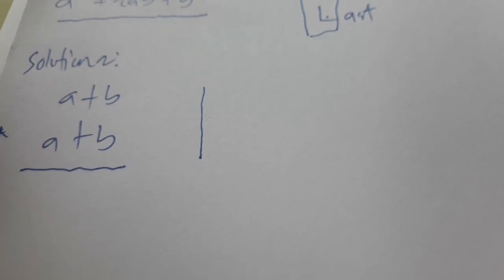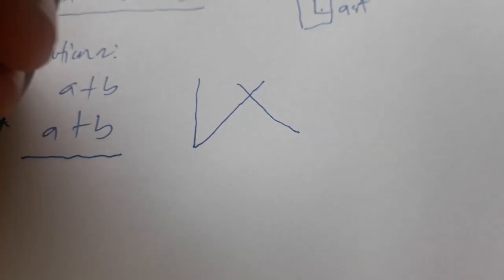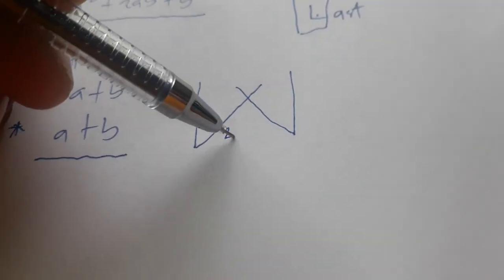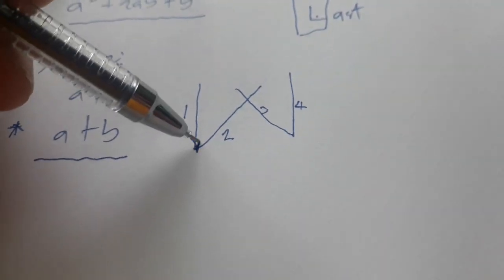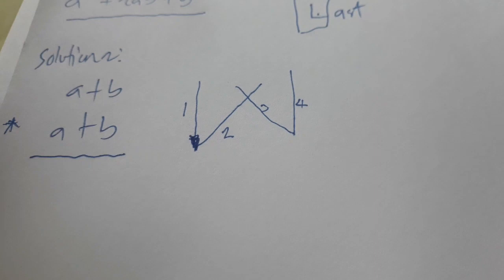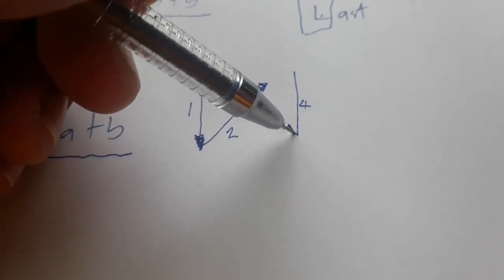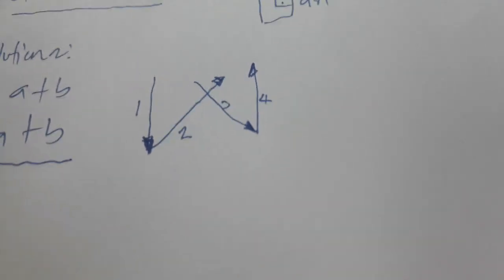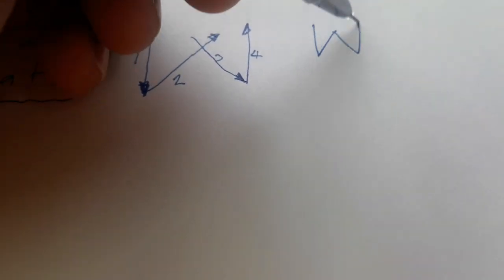Just follow the stroke as if you are writing a W. First, second, third, then fourth. Again, first, second, third, fourth. So we will put arrowheads here. First, then second, third, fourth. This is more or less the W method, as if you are writing a W.